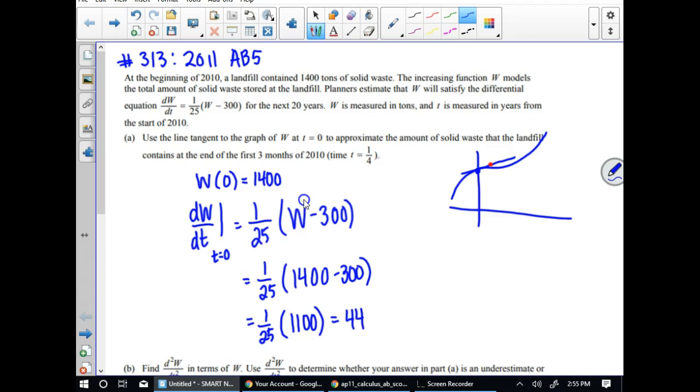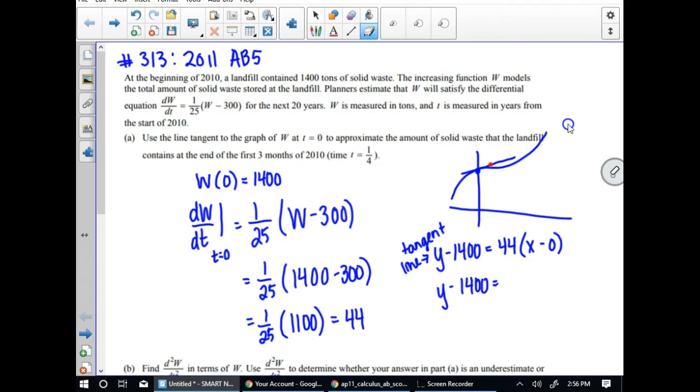So our tangent line is y minus 1,400 equals 44 times x minus 0. This is our tangent line here. And what we want to do is use the tangent line and plug in 1/4, because if we plug in 1/4, it's going to be pretty close to the actual answer if we were to use the real curve that we don't really know. So we're going to plug in 1/4 for our x.